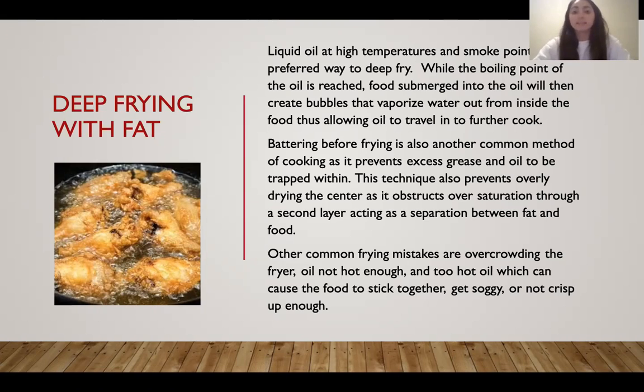So another method of cooking is battering before frying. This prevents excess grease and oil from being trapped within. This technique also prevents overly drying the center, as it obstructs oversaturation through a second layer, acting as a separation between the fat and the food. Some other common frying mistakes are overcrowding the fryer, oil not hot enough, and too hot of oil. All of these mistakes can cause food to stick together, get soggy, or not crisp up enough, and it will not be a good texture or crispy enough.